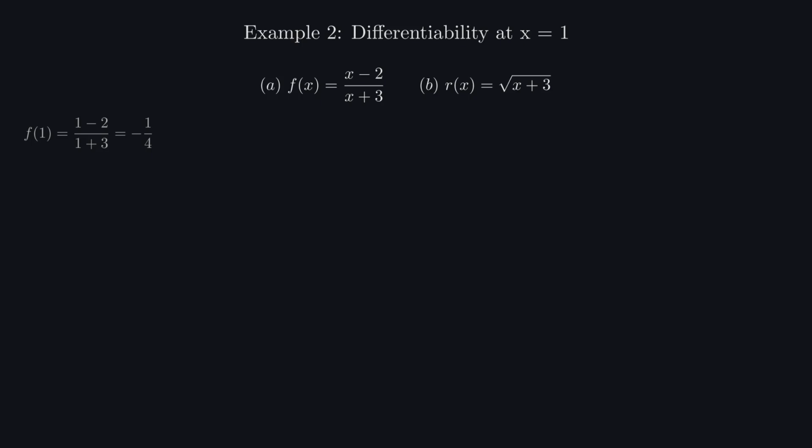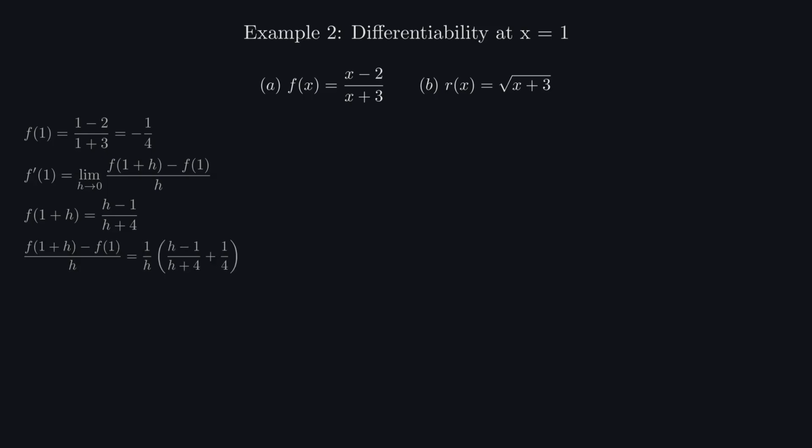Now set up the derivative definition. f prime of 1 equals the limit as h approaches 0 of f of 1 plus h minus f of 1 over h. Substituting, f of 1 plus h equals h minus 1 over h plus 4. Now we combine this with negative 1 quarter over a common denominator, multiplying out the numerator: 4 times h minus 1, plus h plus 4, all over 4 times h plus 4.